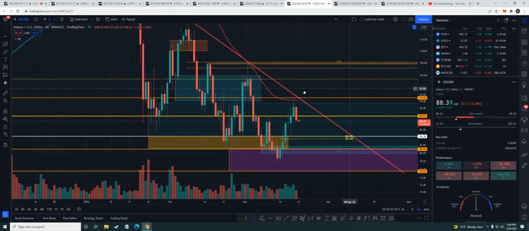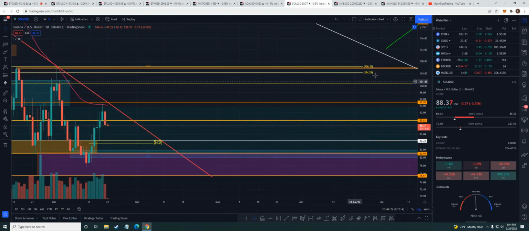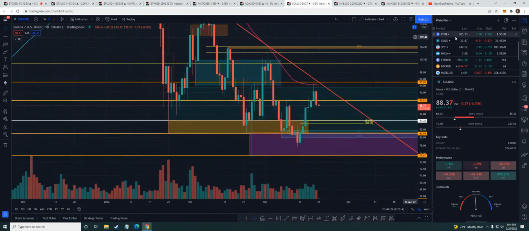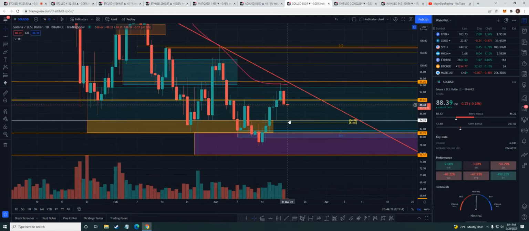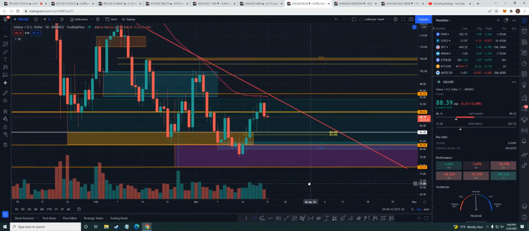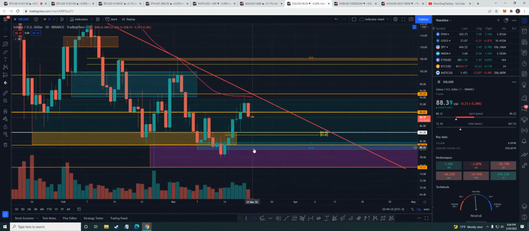And let's see if that plays out. You guys can see it right here, 104 to 106. And if this breaks down, I would be looking for this 84, 83 area to hold up. And if that comes down, then I'd be looking at the 80. All right, so that's for Solana.